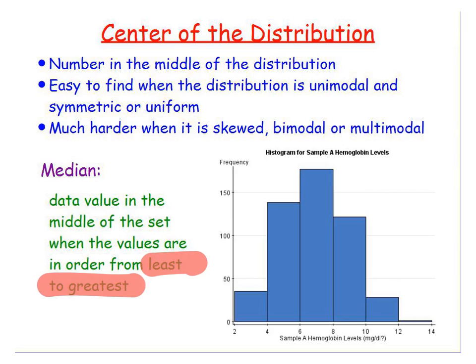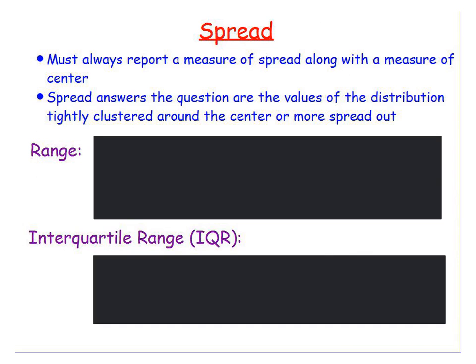And if there is two, hopefully you remember from when you learned this in the past, you simply add those two values together and you divide by 2. Now the median has a partner that goes with it. Every measure of center also has a measure of spread. The spread tells us how spread out the data is. And you must always report a measure of spread when you're reporting a measure of center. So, spread answers the question, are the values of the distribution tightly clustered or are they more spread out?